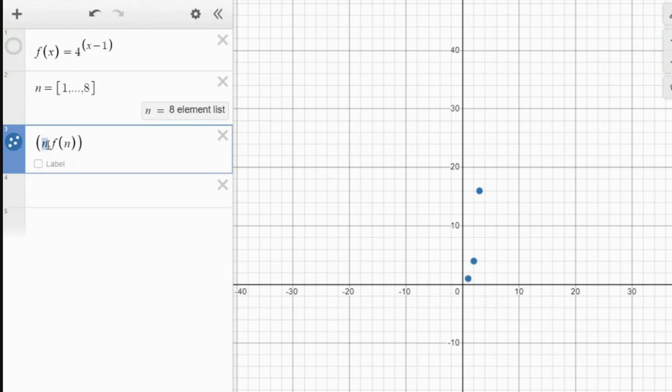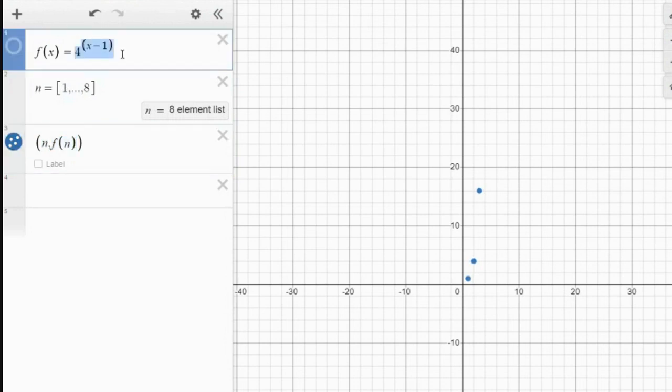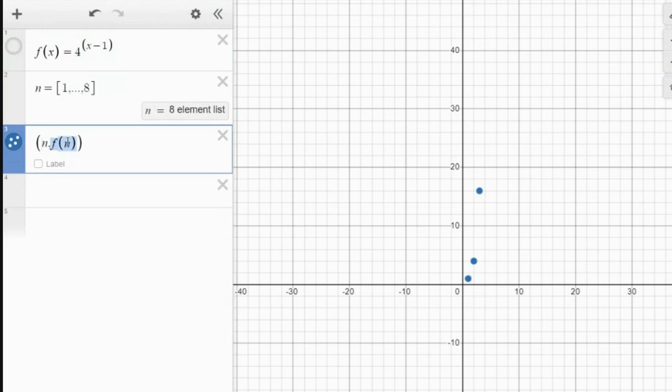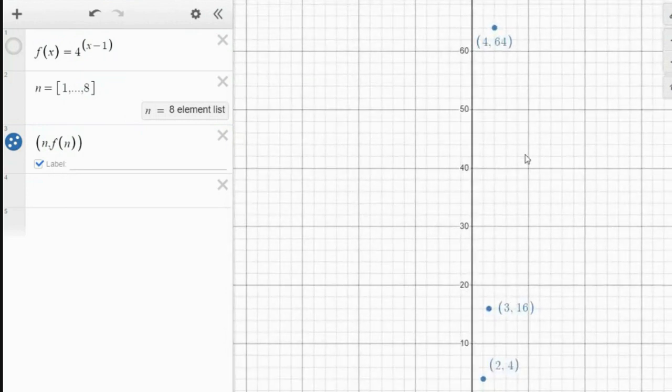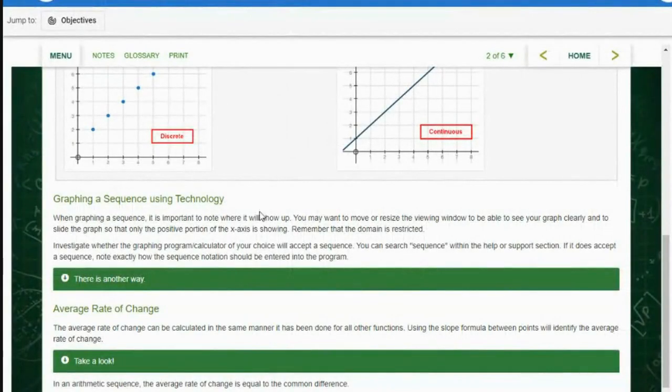Graph the point n, which means first term, and then f of n, whatever the first term calculates to be. N is 2, the second term calculates to be. So it just graphs those points. And you can have it label them for you. Just click that little label button, and there's your points. First term is 1, second term is 4, third term is 16. So Desmos very nicely can graph arithmetic and geometric sequences for us. 4, 64. Oh, that's nice.